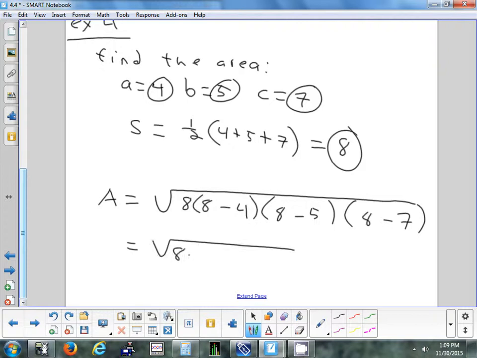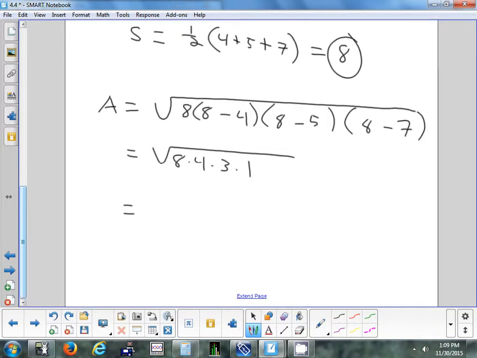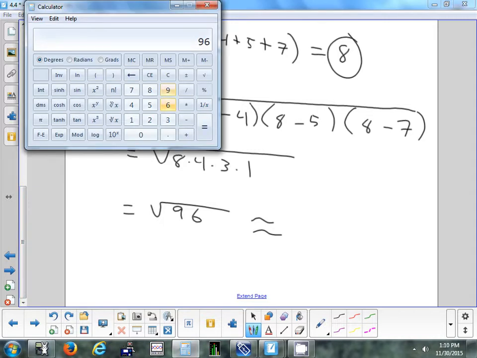So we have 8 times 8 minus 4, which is 4. 8 minus 5, 3. 8 minus 7, 1. 8 times 4 is 32. Times 3. What's 32 times 3? 96. So that's our area. So the square root of 96, which is about, if we round to 2 decimal places, 9.80.